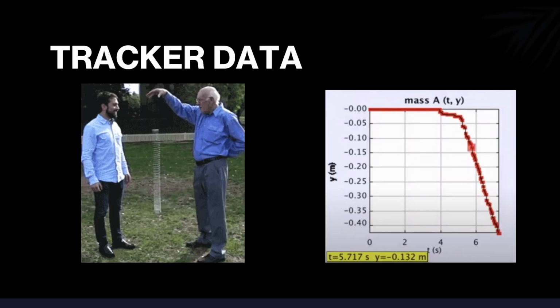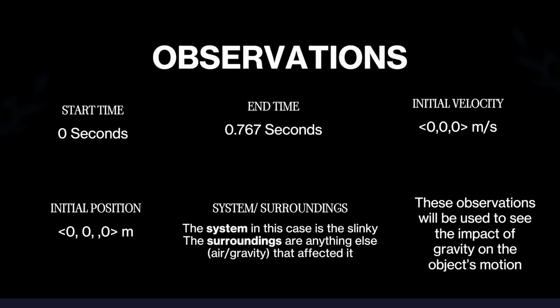As you can see, here's the clip of the slinky falling, and on the right is the tracker data for the mass and the y position, with the y position on the y-axis and time on the x-axis. Observations. Start time started at 0 seconds, end time at 0.767 seconds. Initial velocity, the 0 vector, and initial position also the 0 vector.